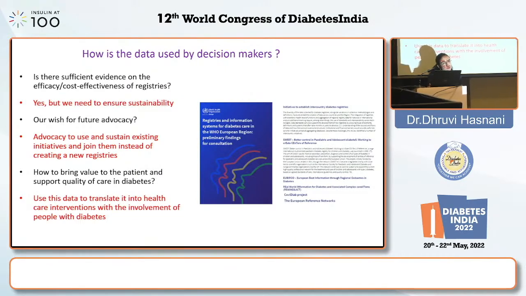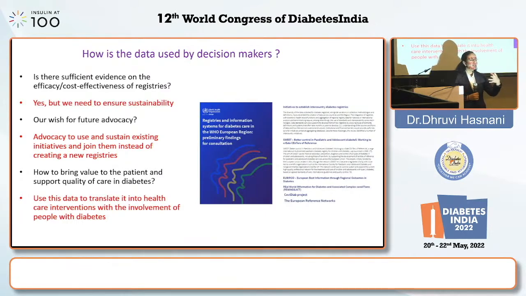Our wish for future advocacy as a D-Genius group: I think advocacy is also a part of our vision and mission. Advocacy to use and sustain the existing initiatives that we are making currently. We have to come together, join together. Instead of looking at it in a unifocal manner, we have to work together not just for the registries, but also for the advocacy that comes along. How do we bring value? We have to translate the data into a paper, manuscript, or publication, so that we can get critique also from the mentors that we have.